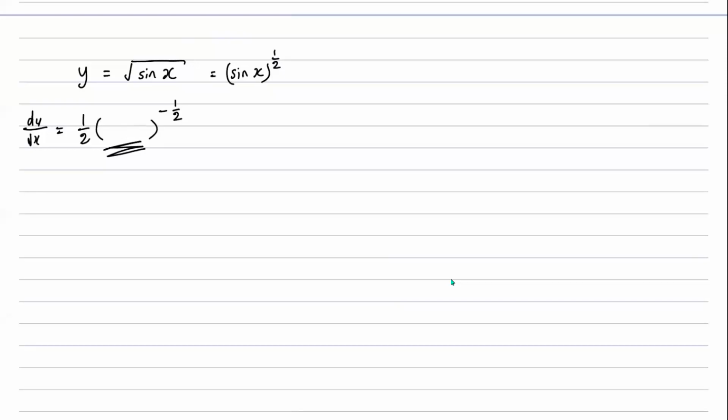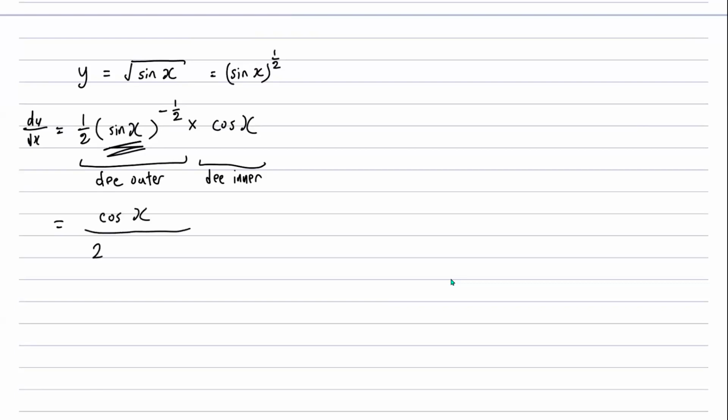Wrong. You must always copy down the base first. Sin x, and then outside, cosine x. Yes, this is the differentiate outer function. Then you multiply by the derivative of the inner function. The inner function in this case is sin x, differentiate inner, you get cosine x. Okay? Actually not that bad, right? This is just a basic example. You get cos x over 2 times square root sin x. Okay? Now let me show you another way with our new technique, implicit differentiation.